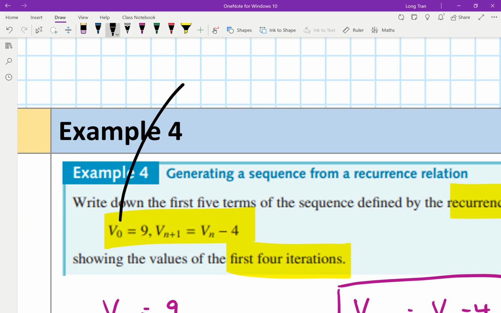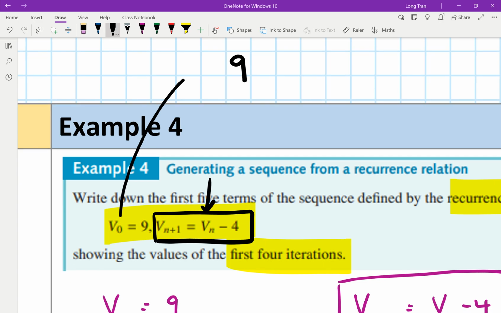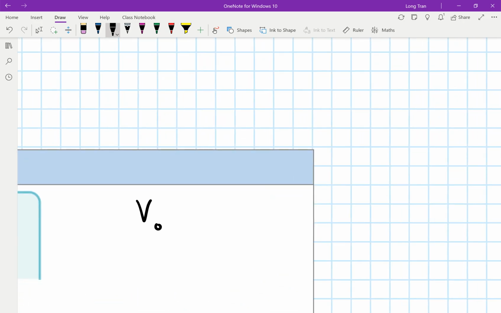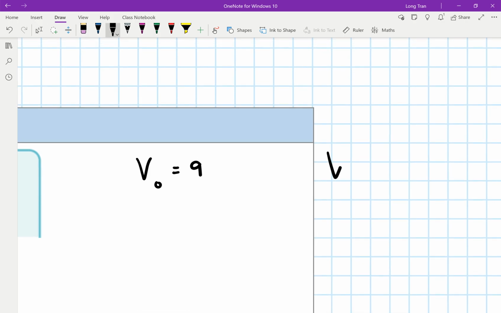This tells me V0 is 9, so that means I start off with 9. This is what you need to be able to read. So that tells me that to find the next term, I need to take the original term minus 4. If I follow this, this is how you're meant to write it. I'm going to write here, V0 is 9. To find the next term, the rule was Vn plus 1 is equal to Vn minus 4.